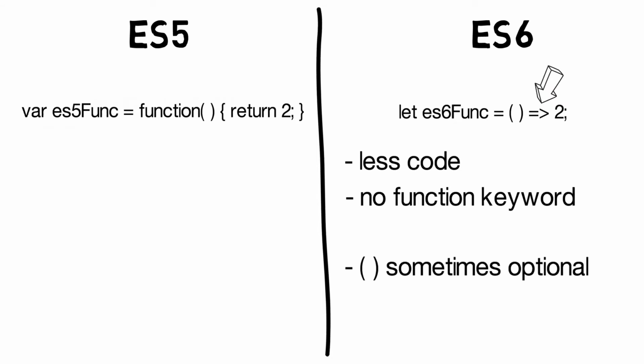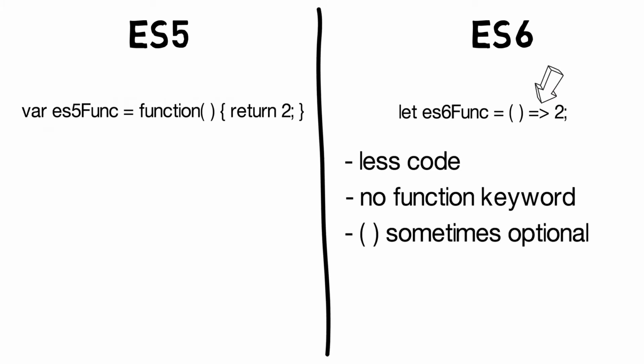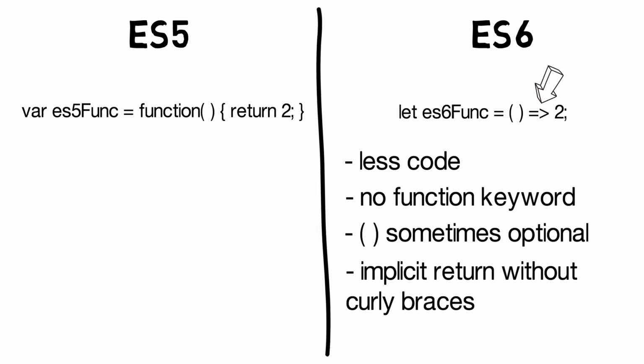Also, notice the parentheses in the equation. There are times when you may choose not to use the parentheses as well. In this case, it does not have a parameter, so the arrow syntax in this case requires it. We then have the number 2. There is no opening and closing curly braces. We will talk about scenarios in which we may still use them.